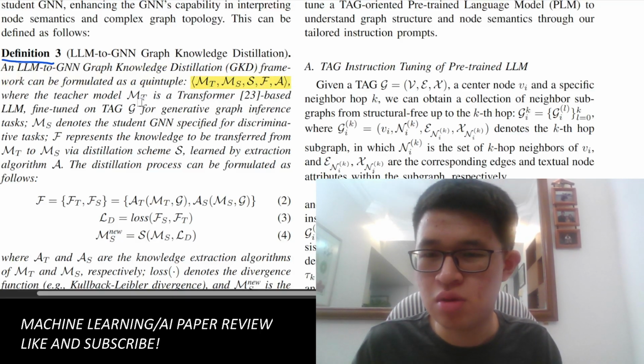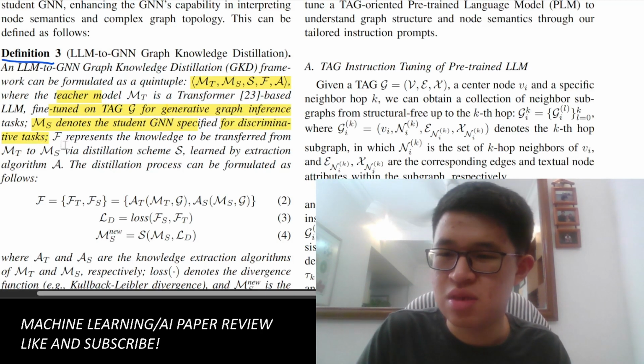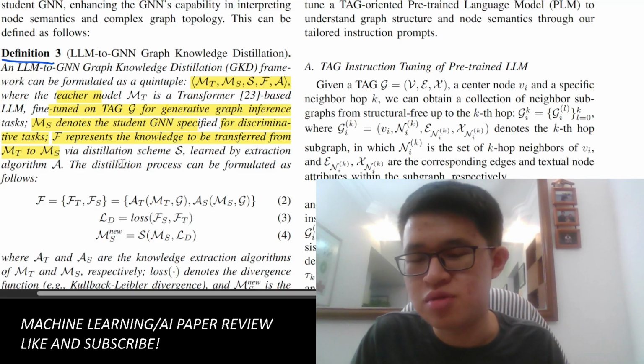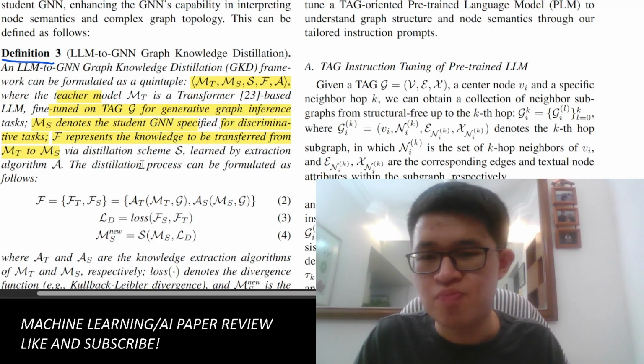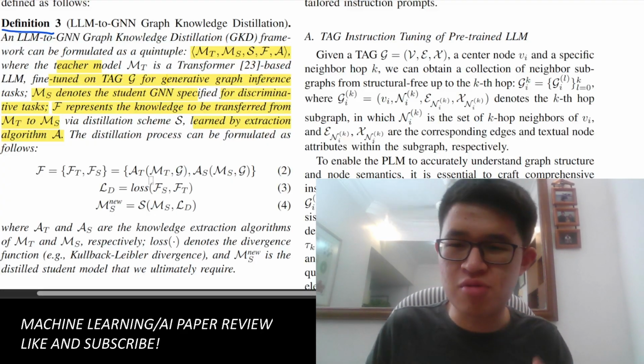Having M_T being the teacher model fine-tuned on the graph for generative graph inferencing, and M_S being the student GNN model for discriminative tasks, and F representing the knowledge to be transferred from the teacher to the student with the distillation scheme S, which is learned by an extraction algorithm. Okay, so that's a lot of things to cover here.